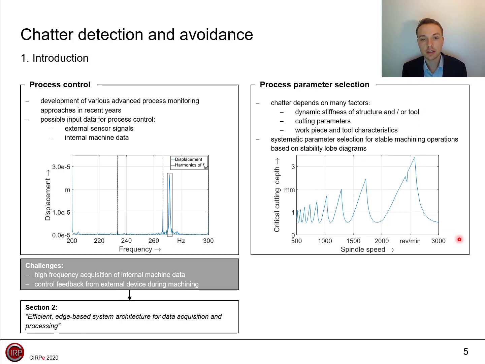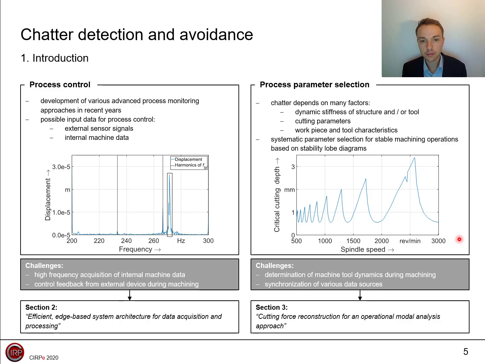To determine the dynamic behavior of the machine tool during operation, an operational modal analysis can be used. A classical experimental modal analysis is not suitable, because the machine tool controllers are not active and the spindle does not rotate. For such an operational modal analysis, cutting forces must be determined during machining and synchronized with the displacement measurements. How the cutting forces can be reconstructed based on motor currents is shown in section 3.